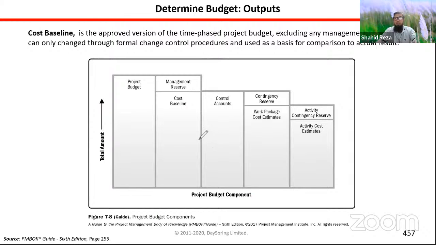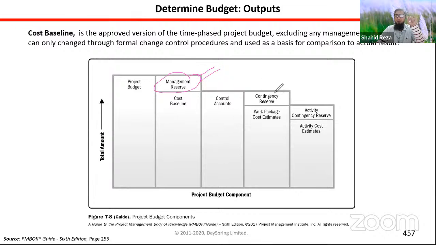So if you read out the difference in the table, the difference between management reserve and contingency reserve, you will see management reserve is not within the discretion or within the hand of the project manager. The project manager cannot use management reserve without the permission of management.